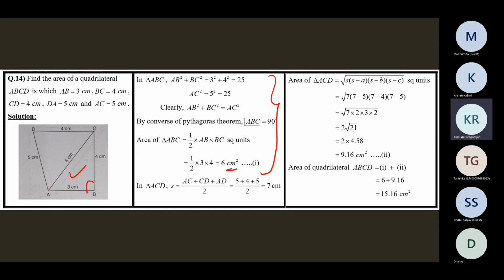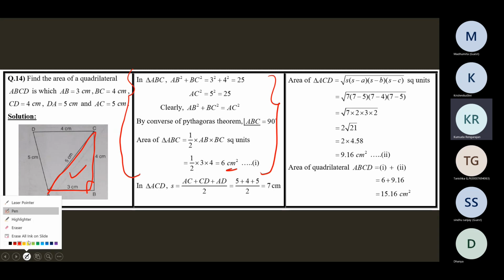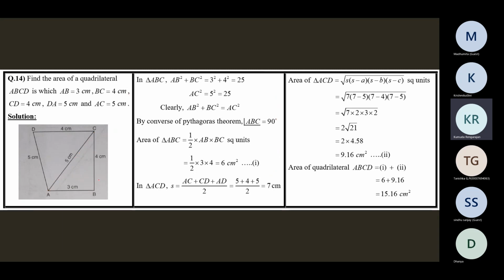We can directly find it using Heron's formula. 3, 4, 5, so easy. We can do that. This is just to recall that idea for you, how to use the converse of Pythagoras theorem. That's all. You can always find the area of this triangle using Heron's formula. The sides are 3, 4, and 5. Find the area, you will get 6 centimeters square.